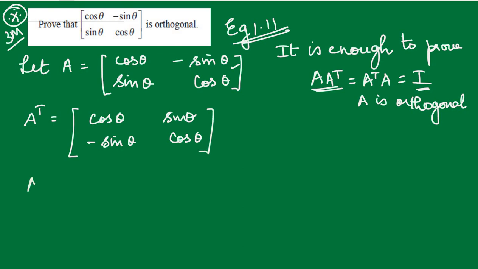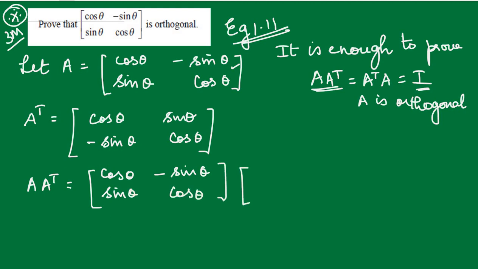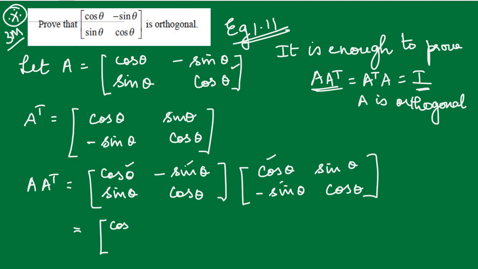Now take the product of A and A transpose. A is the matrix cos theta, minus sin theta, sin theta, cos theta, multiplied with the transpose, that is cos theta, sin theta, minus sin theta, cos theta. The first element is cos square theta plus sin square theta. First row, first column over. Next we multiply the first row, second column elements: cos theta into sin theta, minus sin theta into cos theta, is minus sin theta cos theta.